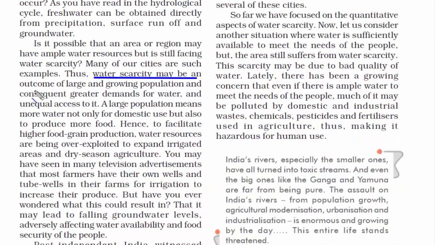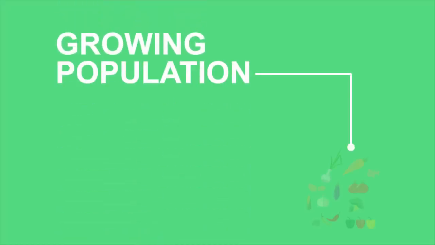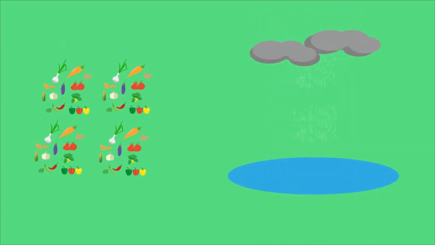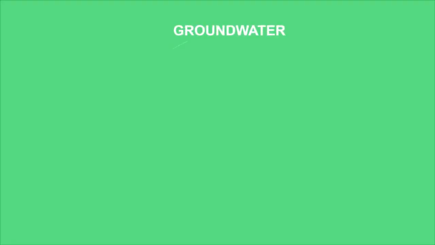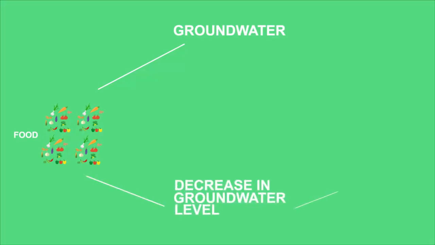Water scarcity may be an outcome of large and growing population, and the reason behind that is number 1, growing population needs more water for domestic purpose, and number 2, growing population also needs more food, and to grow more food, water is required for agricultural need. Now I want you to understand this vicious cycle. Water is needed to meet the growing needs of a growing population, and that will lead to falling of groundwater level. Going forward, that will again affect food security. Keep this cycle in mind, and you can write wonderful essays and answers in exam.